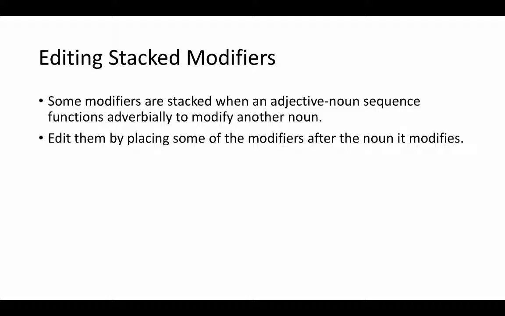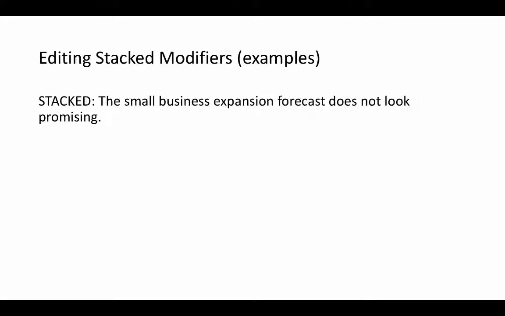Some modifiers are stacked. That means they're put together in front of a noun, and they serve to tell you when, or they modify a noun such that they're adjectives. Edit them by placing some of them after the noun it modifies. So let's look at an example. The small business expansion forecast does not look promising. Some technical writers can get very uppity about stacked modifiers. They really want to avoid them at all costs because they do sometimes propose some ambiguity or confusion. So the stacked small business expansion is a stacked modifier of forecast. Three items modifying forecast. So they're stacked.